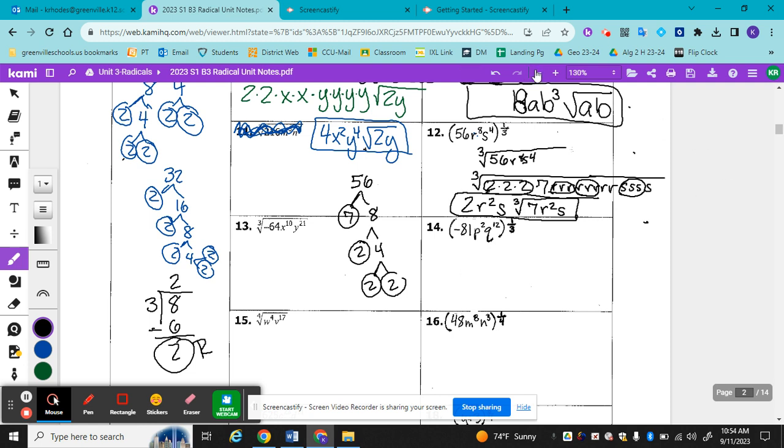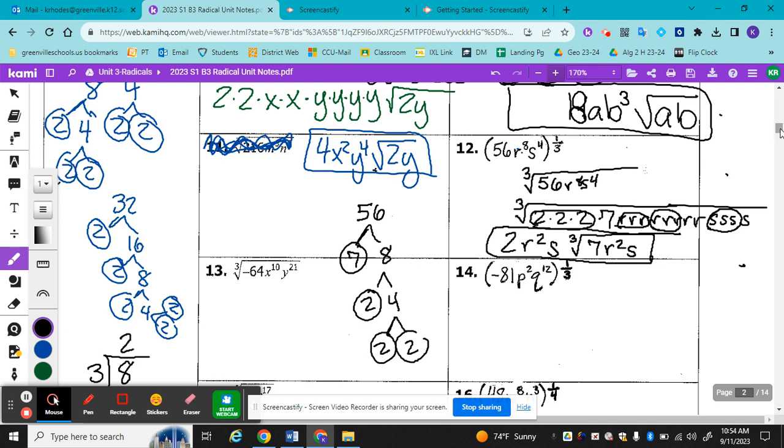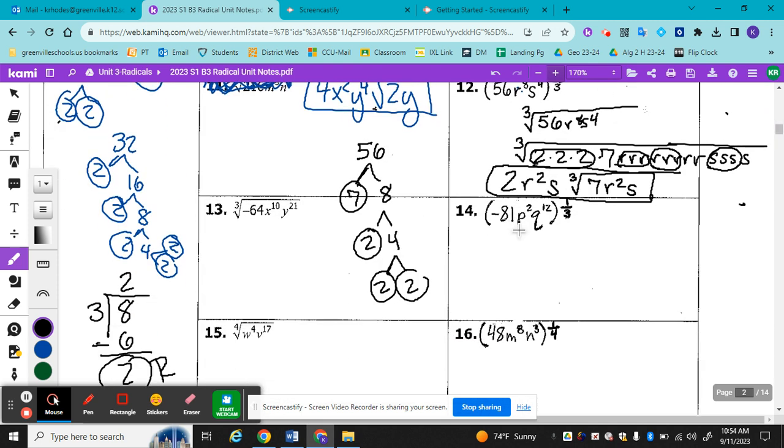All right, let's do another one. We can zoom in. So negative 81. Remember, with negatives, the cube root of negative 1, you can write that as many times as you want. Negative 1 times negative 1 times negative 1. That's still negative 1. Group in 3, 1 comes out. So that'd be negative 1 cube root. So if there's a negative, just go ahead and pull it out. 81 p squared q to the 12th.